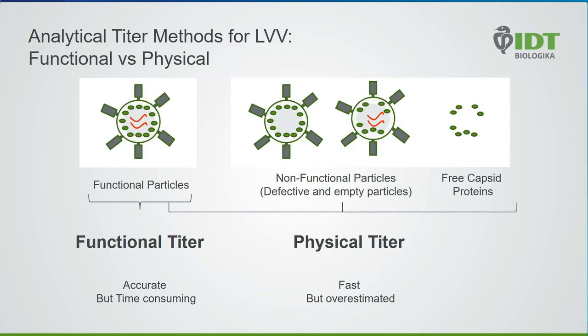the assay. On the other hand, the functional titer calculates a more accurate titer, and it gives an idea about the functional particles present in the virus preparation. The only disadvantage of this method is that it is time consuming.